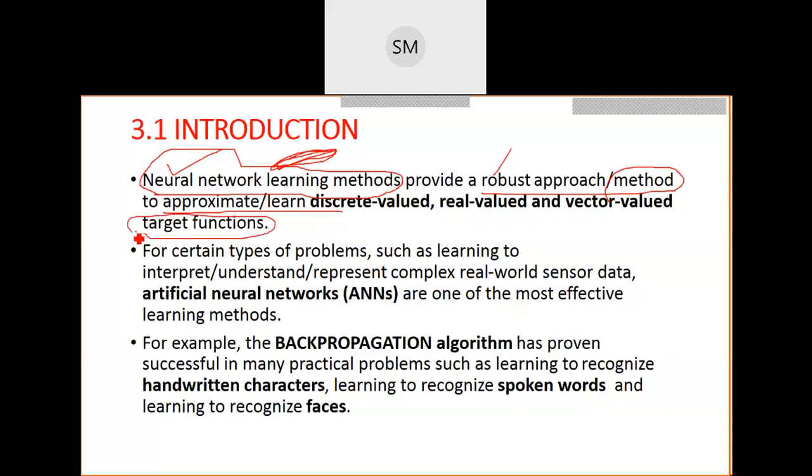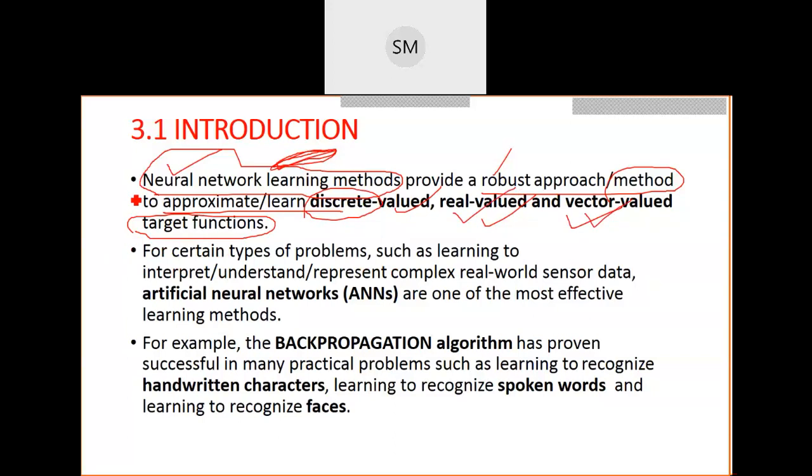What are those three different types of target functions? That is discrete valued target functions, real valued target functions, and vector valued target functions. And I think you already know this word, discrete. It means discontinuous. The opposite of continuous is discrete. So discrete valued target function, real valued target function, and vector valued target functions. To find these types of target functions, this neural network is very suitable.